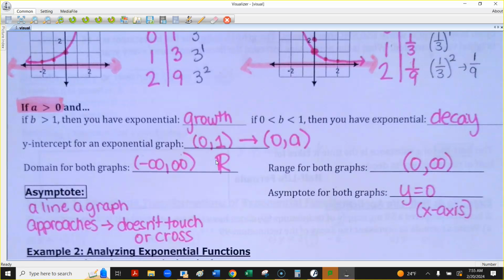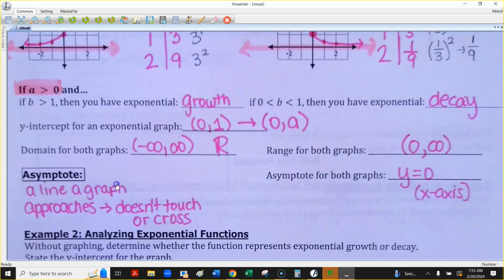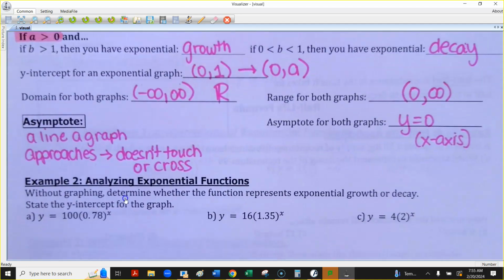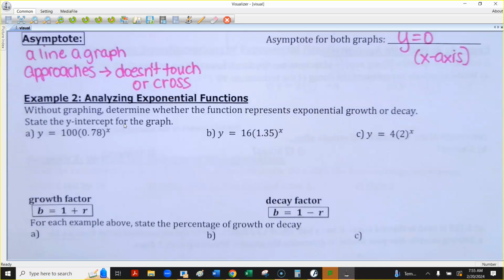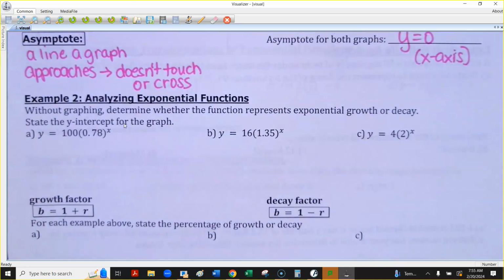Okay, now what we're going to do here for the rest of this is do a little bit more with just exponential equations. It just says without graphing these, we're going to determine whether we have exponential growth or decay, and we're going to state the y-intercept for each. So exponential growth is if your b value is bigger than 1, and exponential decay is if your b value is between 0 and 1. So what do you guys think for this first graph? What would you tell me?